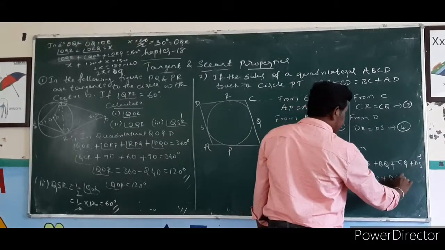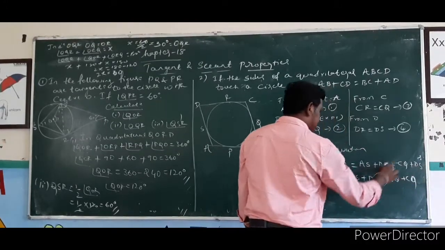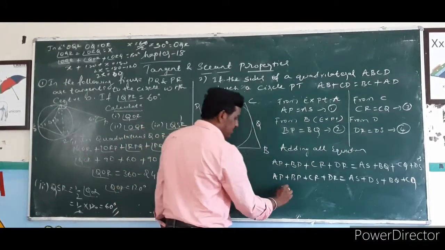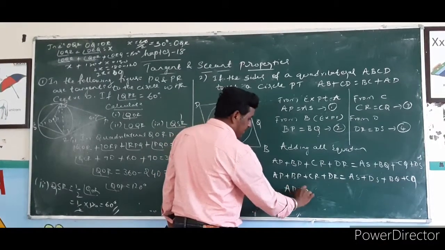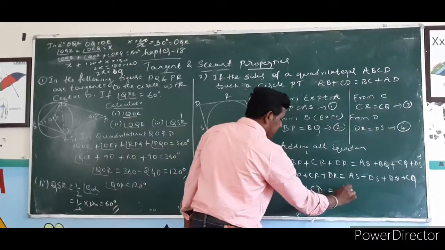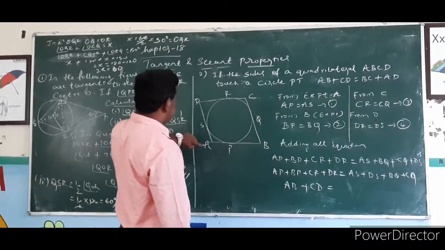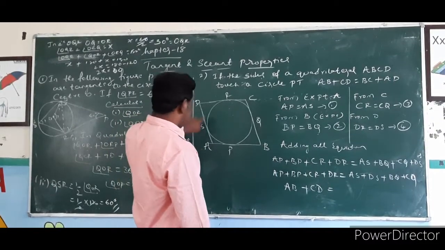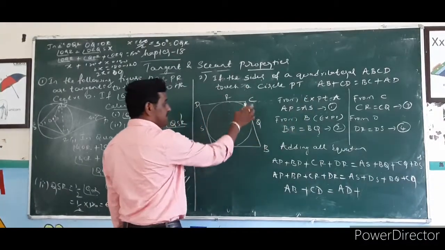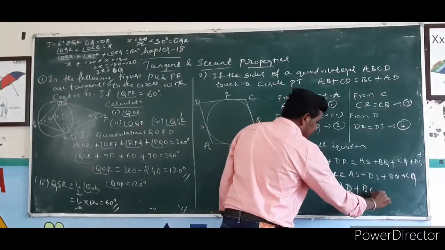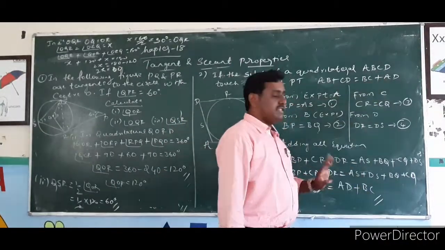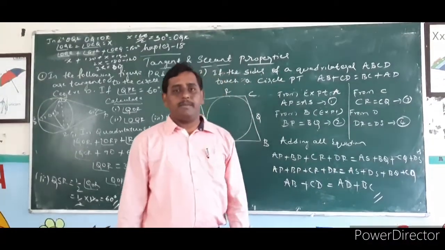DS, BQ plus CQ. I am just shifting this place. AP plus BP, what? AP plus BP, the full length is AB. If you add these two, you will get AB. Similarly, CR and DR, if you add, you will get CD, equal to AS and DS. What you will get? Length of AD plus, if you add BQ plus CQ, you will get BC. Check the answer. AB plus CD is there, AD plus BC is there. Like that, we can prove the proof.